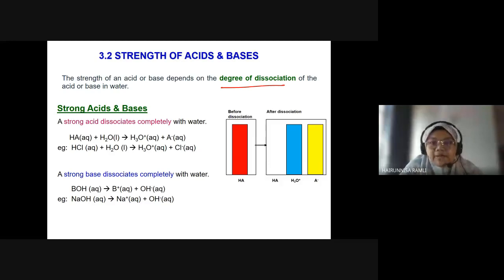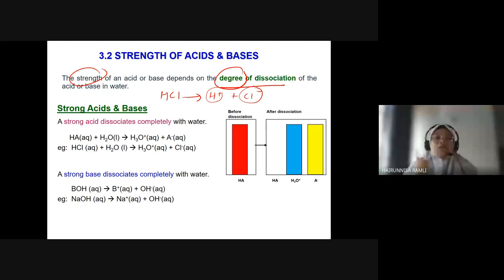Dissociation, remember bila saya mention about dissociation ni tadi, dia nak pecah lah. Maksudnya tadi kita tahu HCl, dia nak pecah dari H plus and Cl minus. Dia nak dissociate. HCl dissociate into H plus and Cl minus. Okay, so the degree of dissociation tu sangat penting. Maksudnya, adakah dia 100% dissociate to become H plus and Cl minus, or only 50% or 70%. Itu yang menentukan the strength of acids and base.